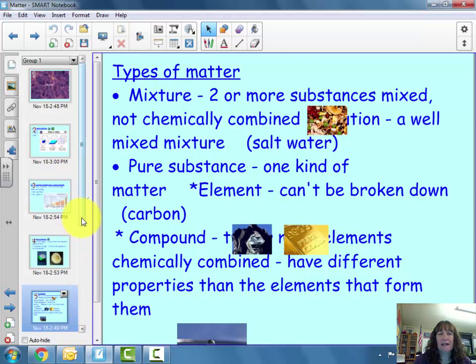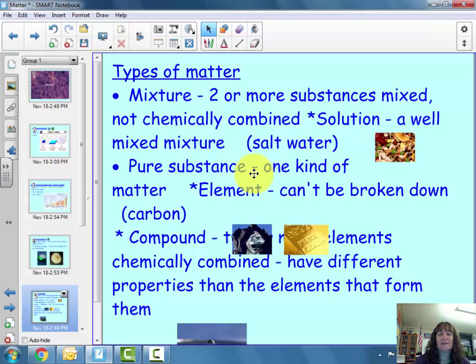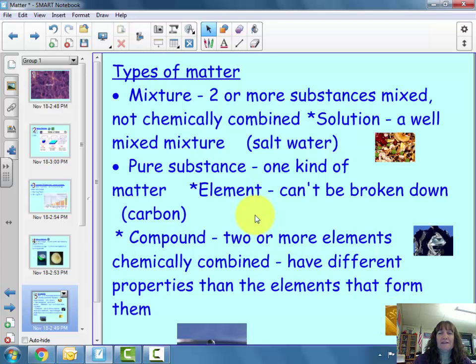Then we have types of matter. There are mixtures, and a mixture is when you have 2 or more substances that are mixed together but not chemically combined. That means you can get those things back; you can pick them out of the mixture. A special kind of mixture is called a solution, which is a well-mixed mixture. It might look like it's one thing, but you can still get the parts out.